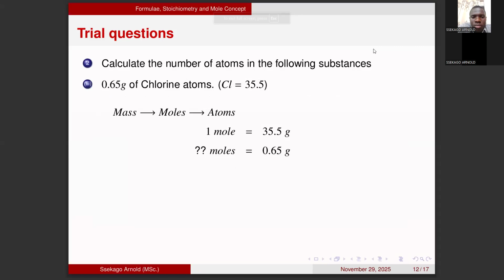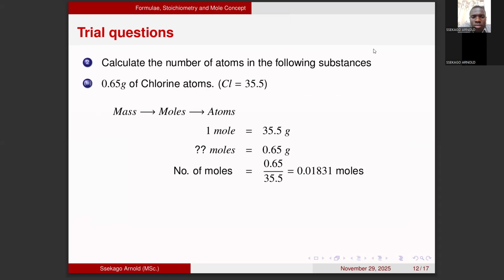The required number of moles will be 0.65 over 35.5. Therefore, to convert from mass to moles, it is just a matter of getting the given mass over the molar mass or the RFM of the given substance. Computing this, we obtain the required number of moles. Now we have progressed from mass to moles, and we can progress from moles to atoms.